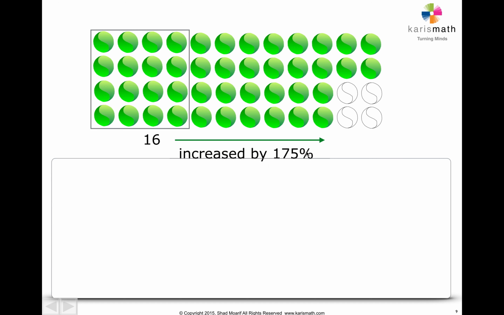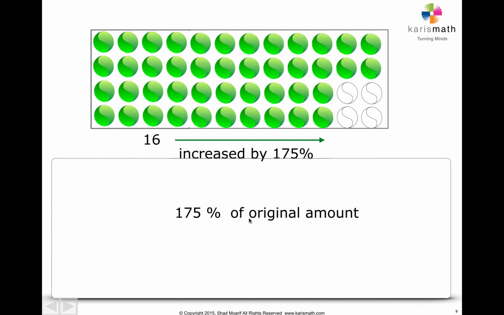So examining this from another direction, it comes to the same thing. If we want to increase it by 175%, all we do is take 175% of the original amount. The original amount was 16. So 175%, if you divide it by 100, the decimal point goes back 2 steps. So it's actually 1.75 of, which means to multiply the original amount. If you multiply the two, you will get 28. So it boils down to increasing 16 by 28.